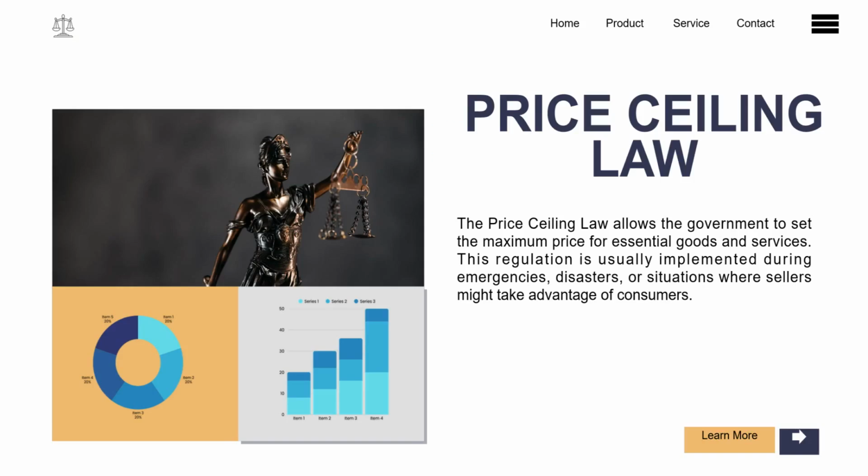Price ceiling law. The price ceiling law allows the government to set the maximum price for essential goods and services. This regulation is usually implemented during emergencies, disasters, or situations where sellers might take advantage of consumers.